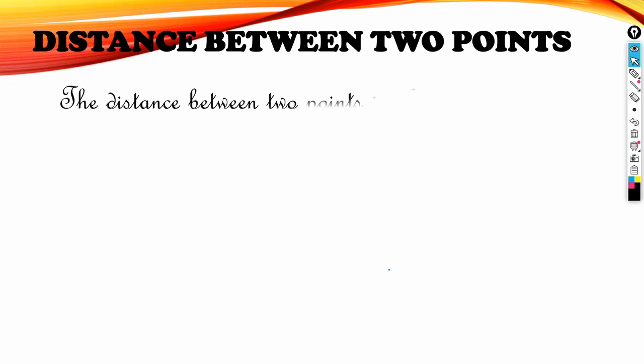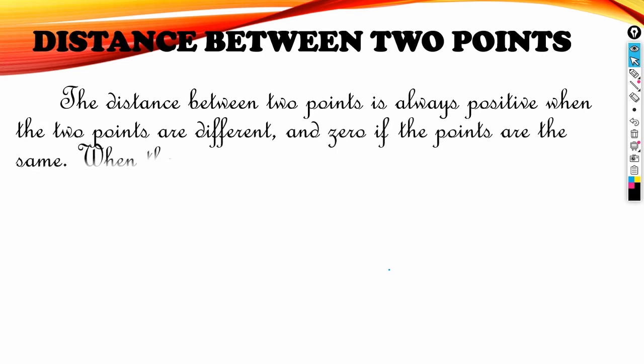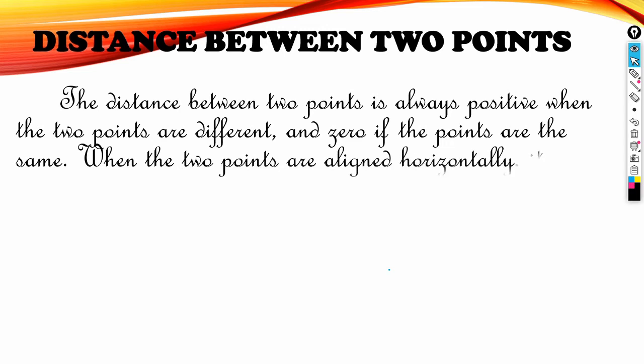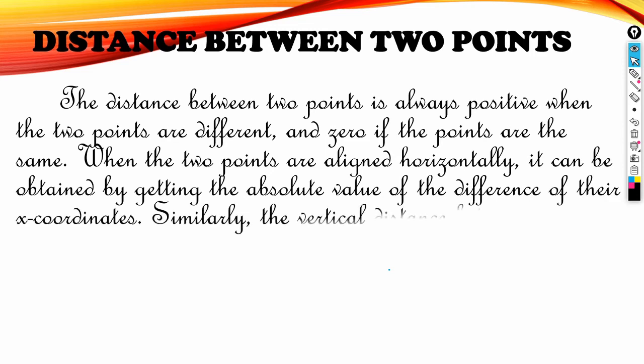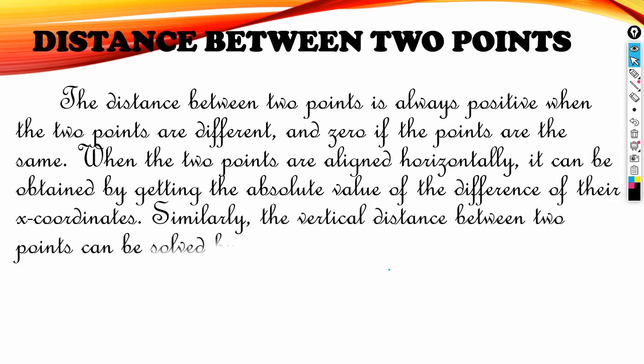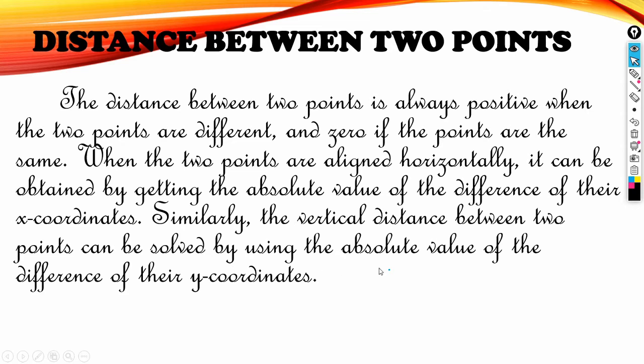So the distance between 2 points is always positive. So walang distance na negative when the 2 points are different, and 0 if the points are the same. When the 2 points are aligned horizontally, it can be obtained by getting the absolute value of the difference of their x coordinates. And similarly, the vertical distance between 2 points can be solved by using the absolute value of the difference of their y coordinates.